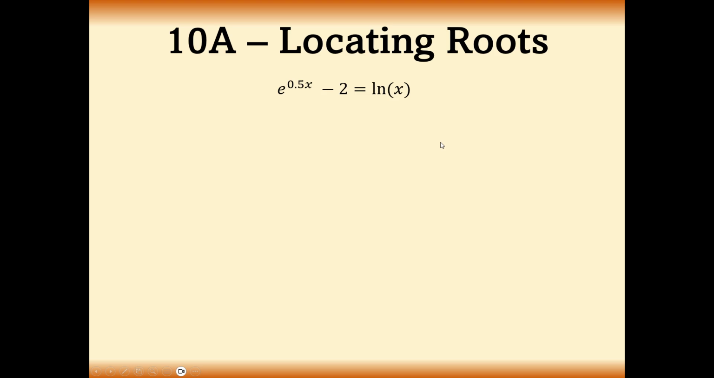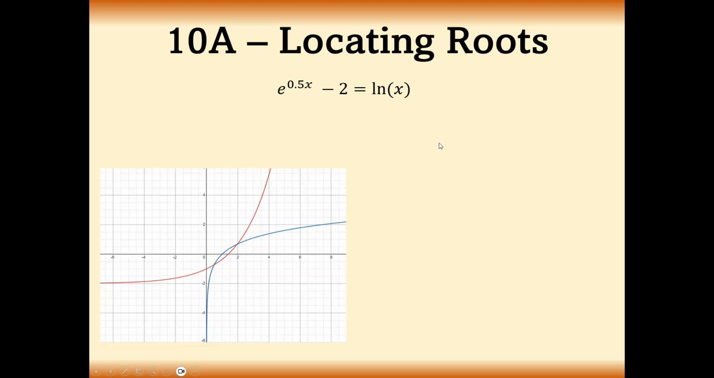If I show you the graph of the left side of the equation, if we call e to the power of half x minus 2 one function, this is the graph for that part. And if I plot the graph for logarithm of x, you'll see that these two curves intersect at exactly 2 points. But how do we actually solve such problems in real life?